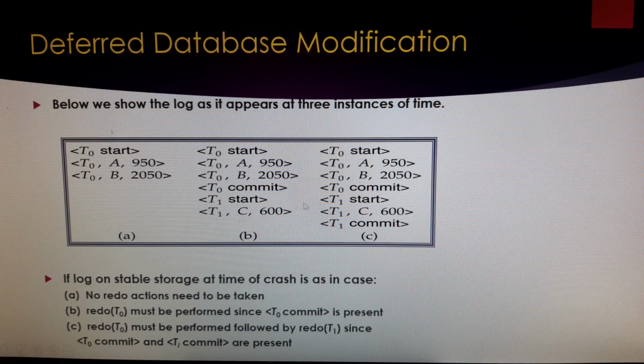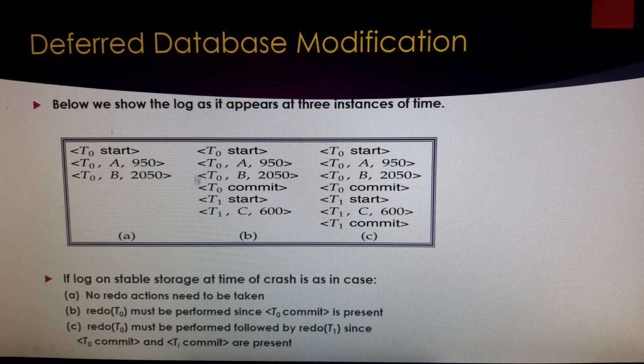In this case, observe the three situations. The initial value of A is 1000 and the initial value of B is 2000. After transferring the funds, A will be 950 and B will be 2050. In the first situation, the transaction fails after the write of B, with no commit, so T0 fails. How can you recover the T0 transaction?